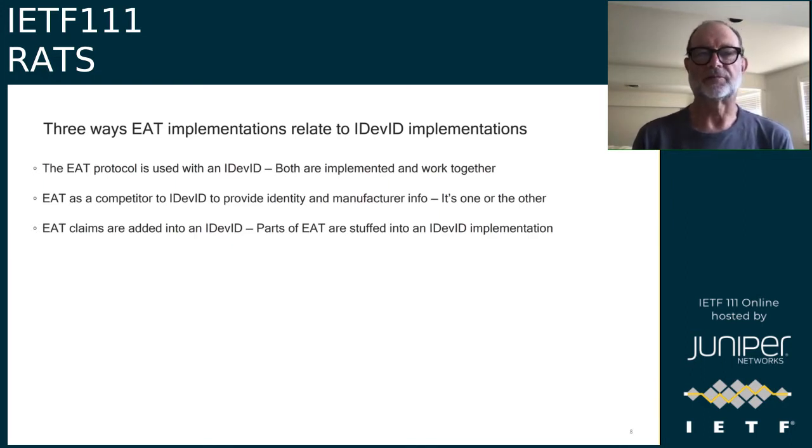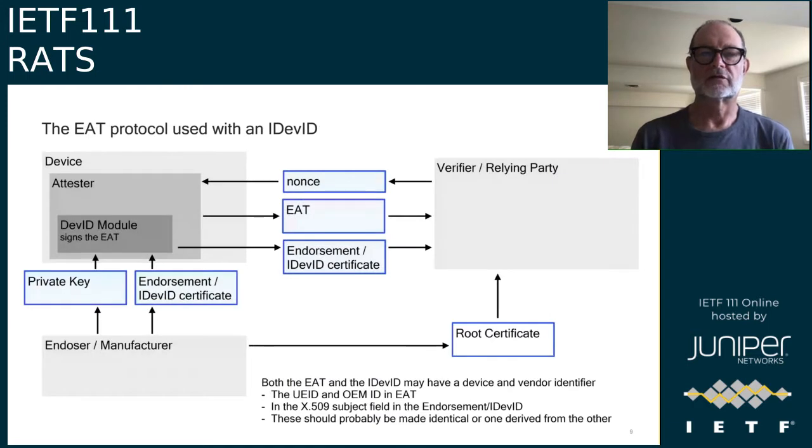So next slide. I believe this is a picture of how I would imagine using the EAT protocol with IDevID. You have an endorser and manufacturer that creates the DevID module, and they put a private key that's used for signing in the DevID module, and they put an endorsement certificate in the DevID module.